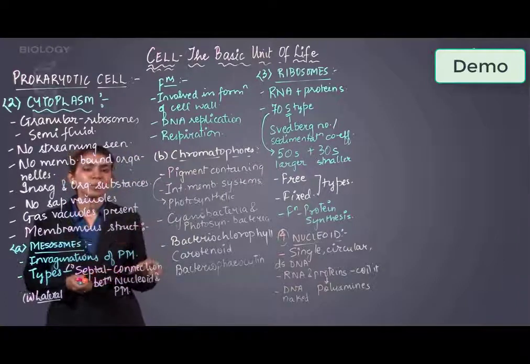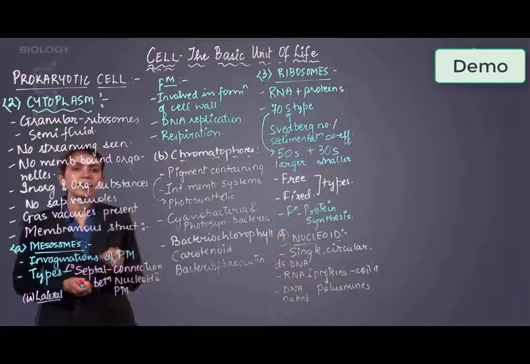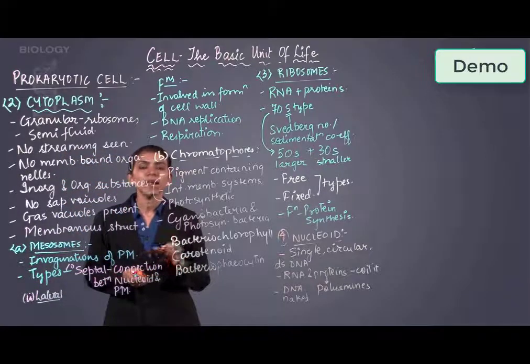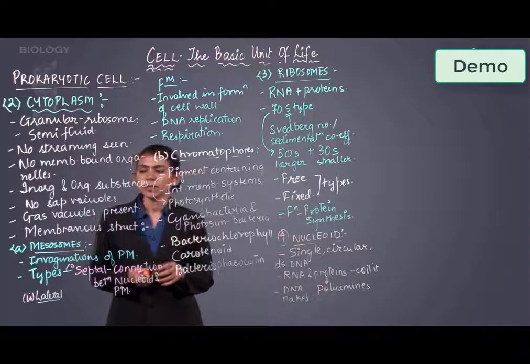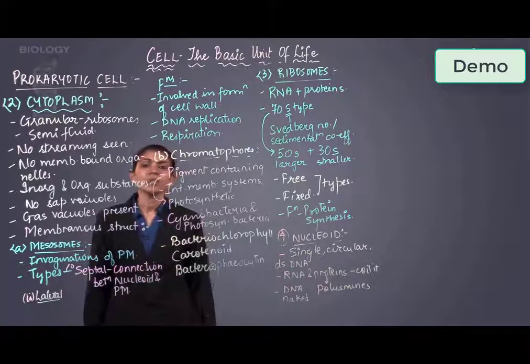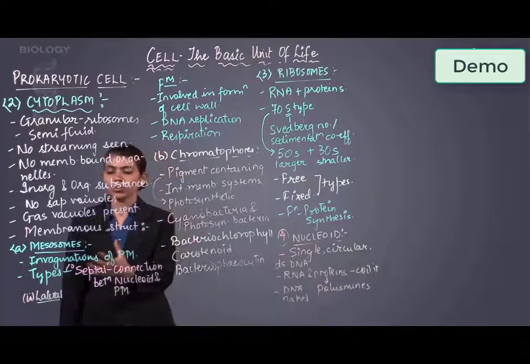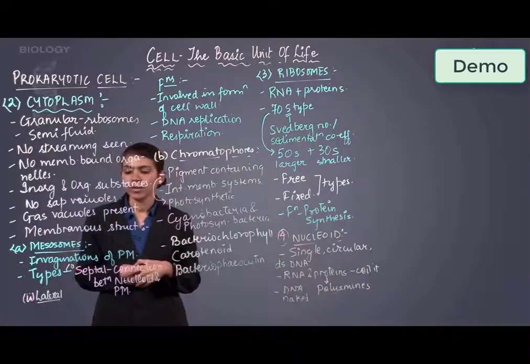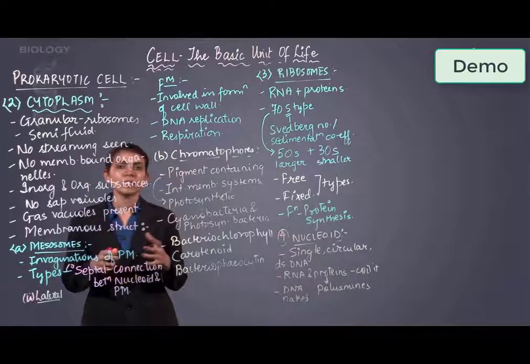There will be certain membranous structures. Organic and inorganic substances are present in the cytoplasm. Sap vacuoles are absent, only gas vacuoles are present. Some membranous structures that we see in the cytoplasm are mesosomes. Mesosomes are infoldings or invaginations of the plasma membrane. And there are two types of mesosomes, septal and lateral.